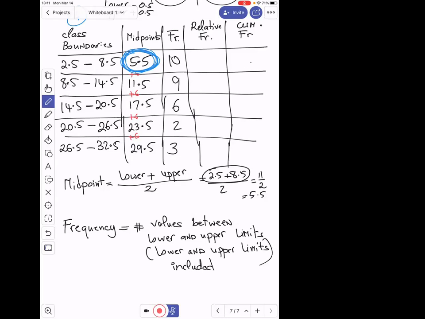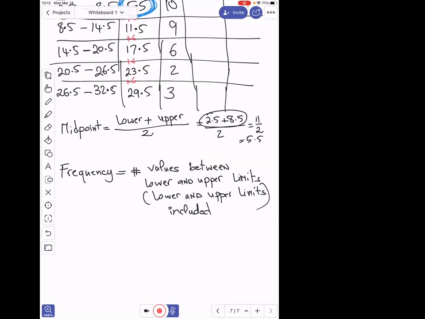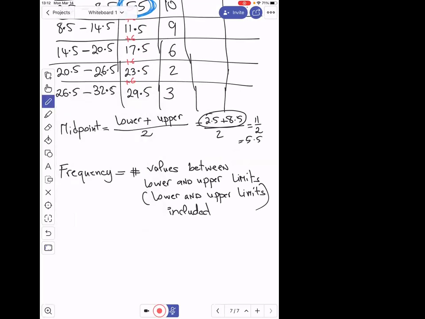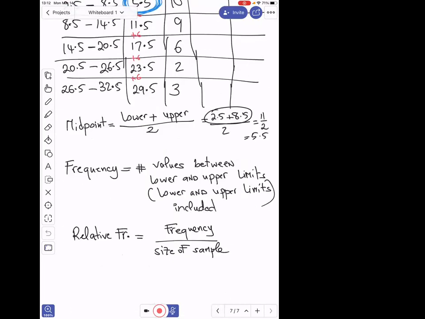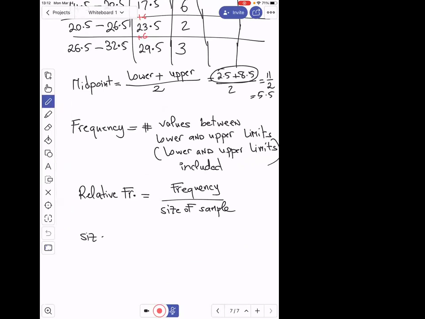All right, next, what else? The relative frequency, right? So relative frequency, that's the frequency of the class divided by the size of the sample. So let me just write down the formula here. Relative frequency, that's the frequency of the class divided by the size of the sample. So like first class, it's 10 divided by 30 because we have 30 numbers. So the size of the sample here, guys, is 30, right?